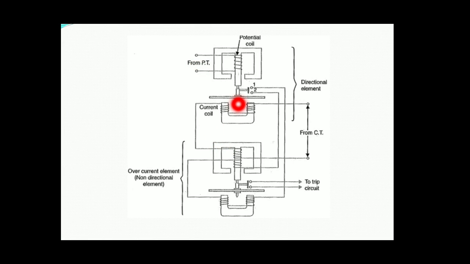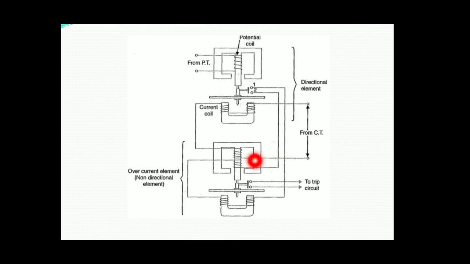Next one is the current coil. The current coil of the element is energized from the CT, the current transformer, by the circuit current.